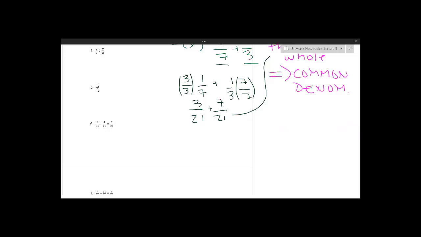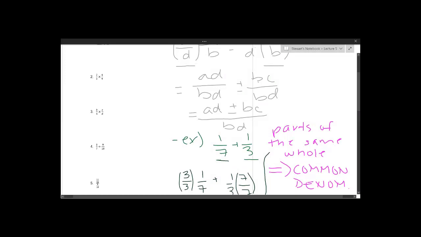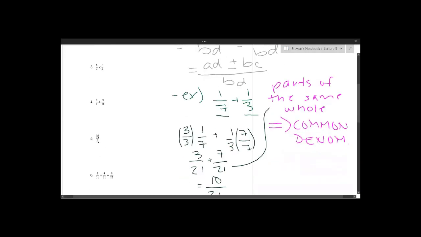In this case, 3/21 plus 7/21 would be 10/21. Because you're considering those parts of the whole, three of them and 7 of them will give you 10 of them. And that would be our final answer. It's just a concrete example to help you visualize what was going on, because it's a little harder to gather from this. Subtraction works the exact same way, except you just subtract instead of add.